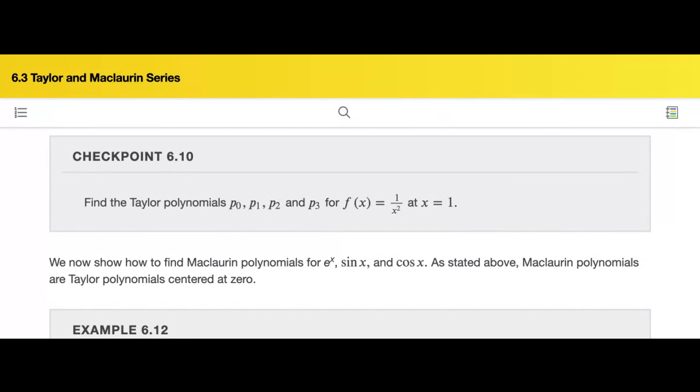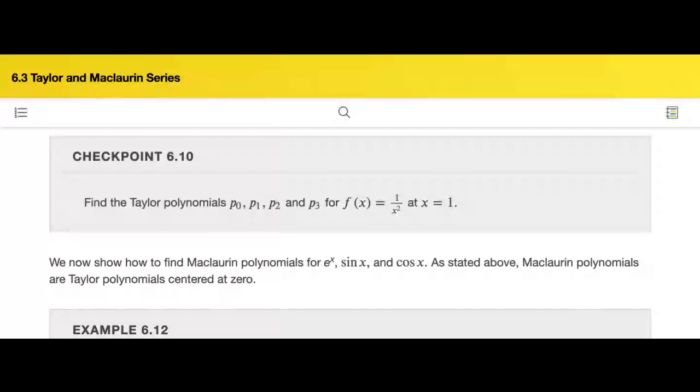Okay, so we already have P naught: f of 1 is just 1. So P1 equals 1 plus... what was the derivative? f prime of x equals negative 2 over x cubed. So f prime of 1 equals negative 2.